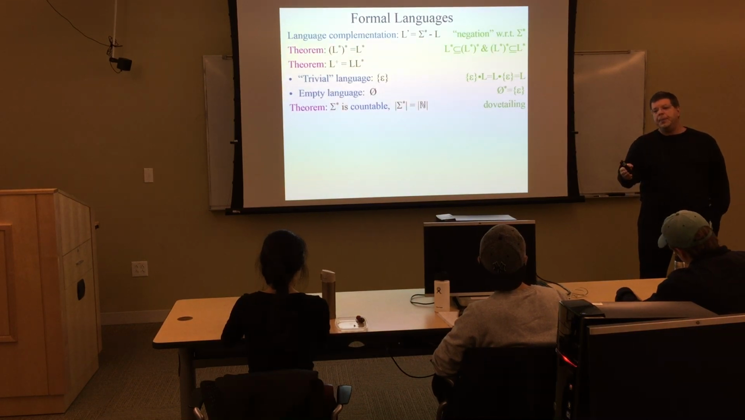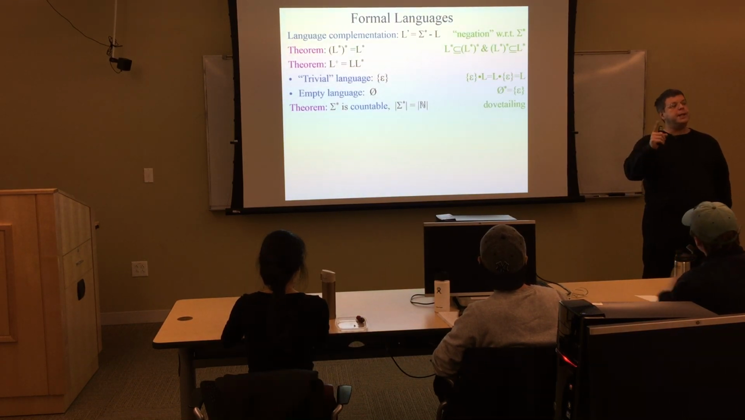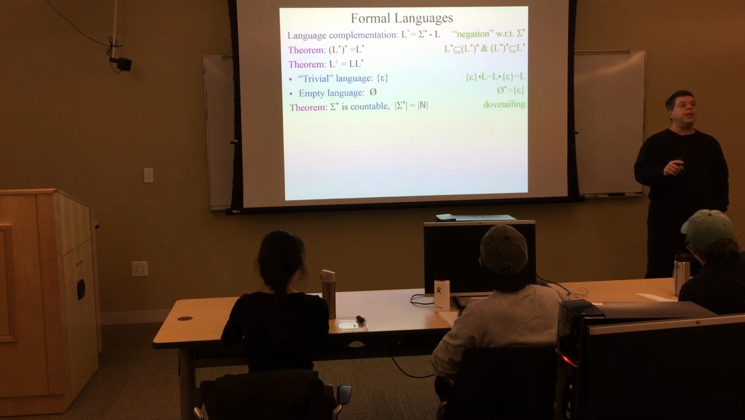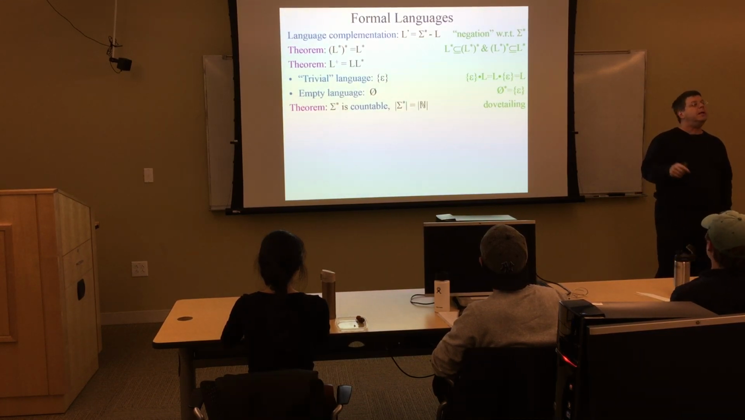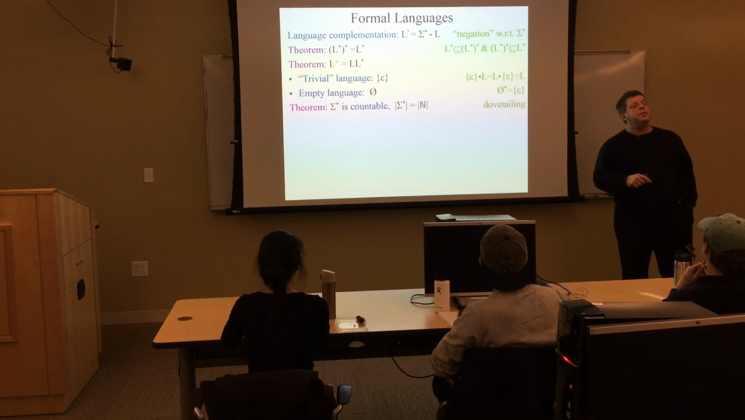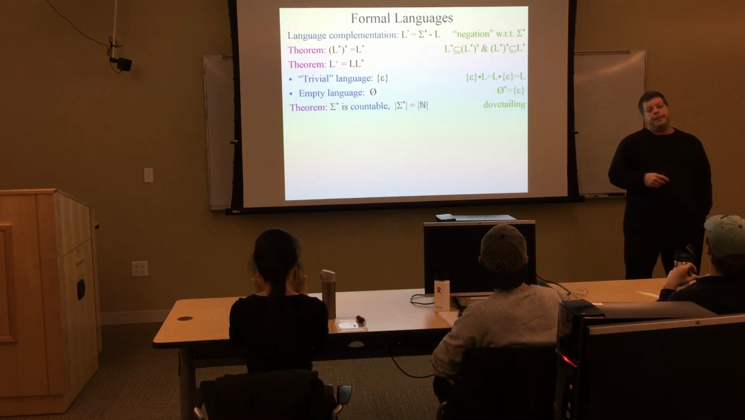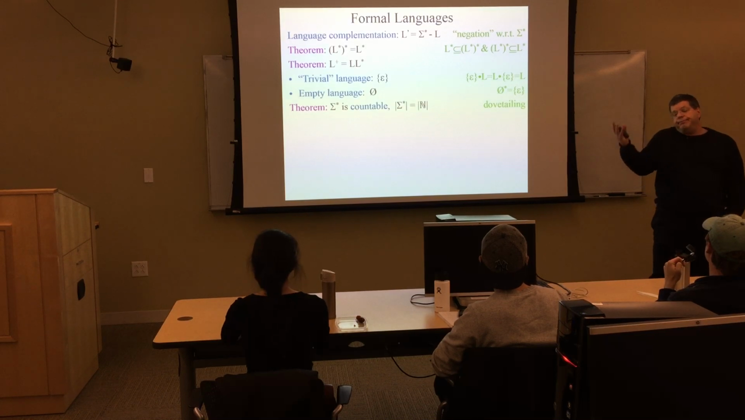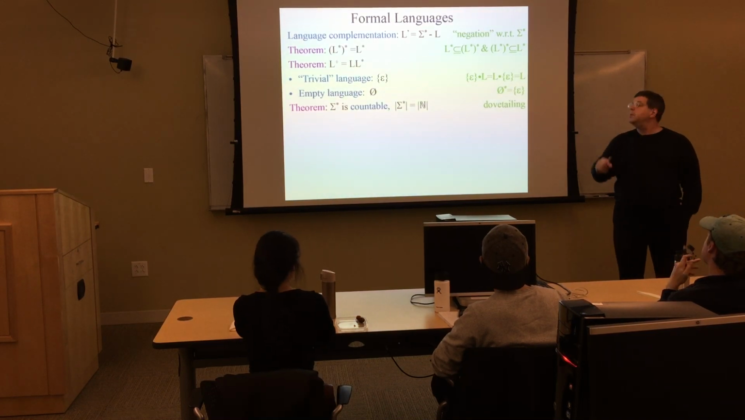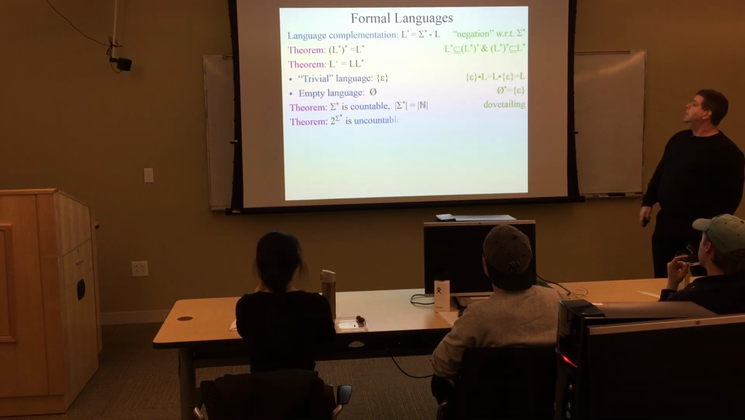What's that? Dovetailing, good. That's a one-word answer. Can somebody expand that to a whole sentence? What does it mean by dovetailing? How would you dovetail through strings in sigma star, numbering them each in turn? Sort all the strings by length. Yeah, sort them by length, within length by dictionary order, and just number them. Good. So I'm glad you're quick about this.